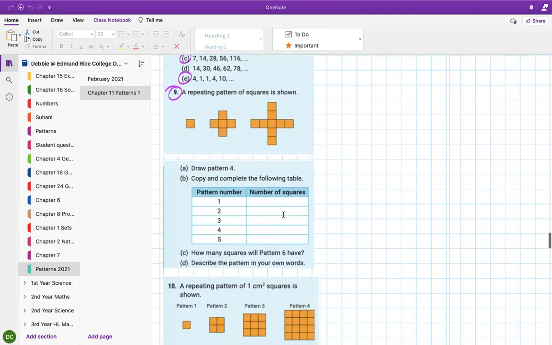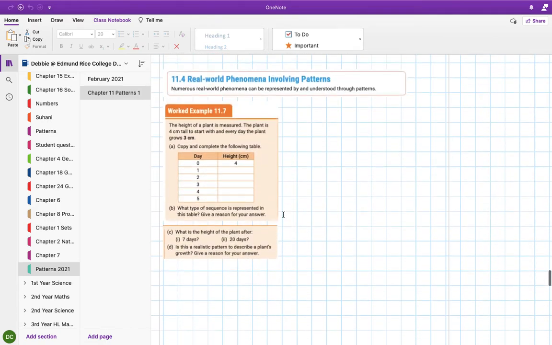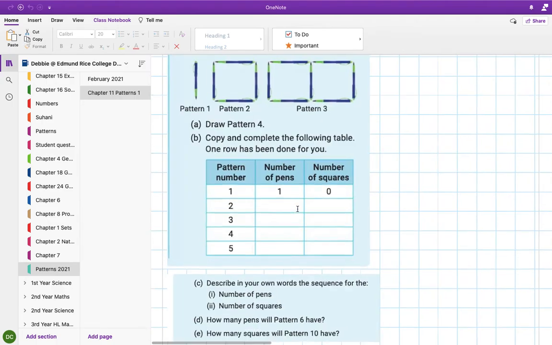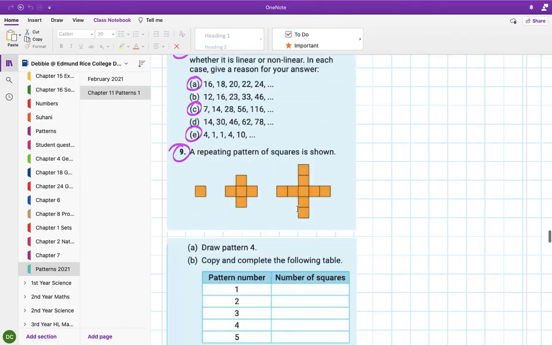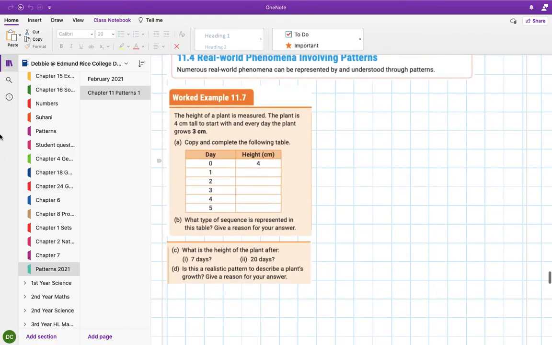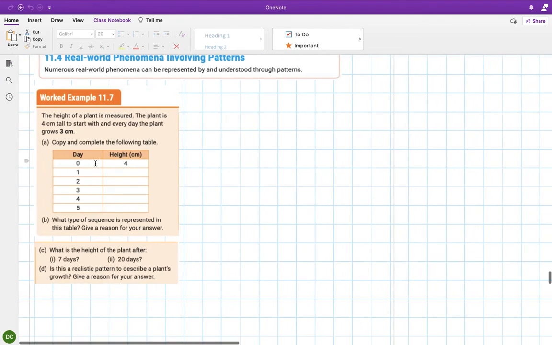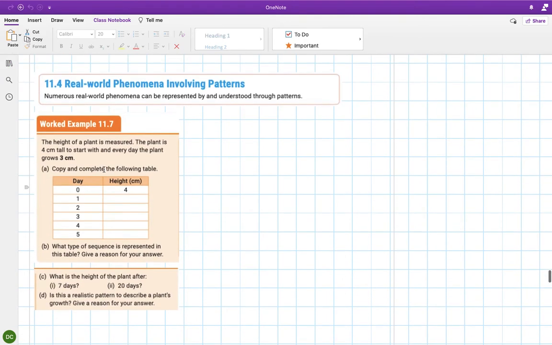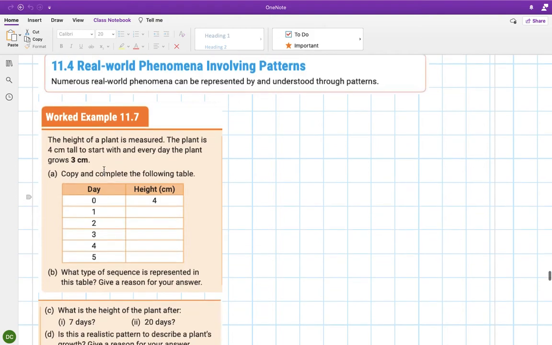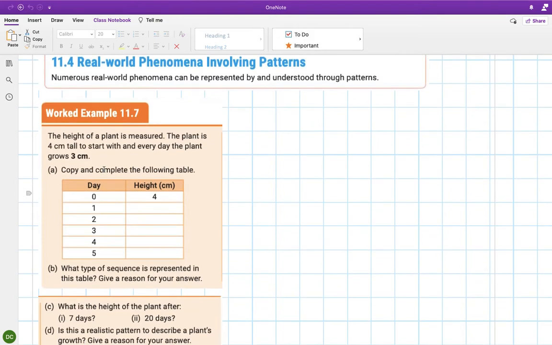So we're going to have a look at what they're calling a real world phenomena. So it's just real world patterns, okay? So like I said, it's where we still have a set of numbers, but they give it context, okay? So the height of a plant is measured. The plant is 4 centimeters tall to start with, and every day the plant grows 3 centimeters. Okay, so copy and complete the table.